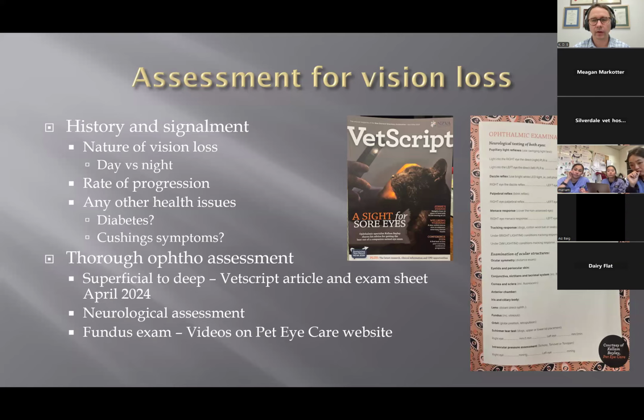And also, if we're able to have a look at the retina and optic nerve, then that gives us really good information as well about the most likely cause of that vision loss.